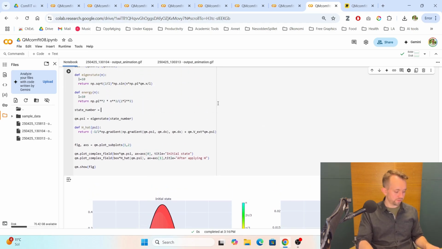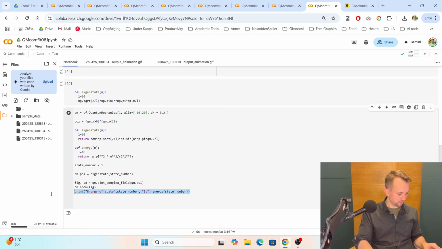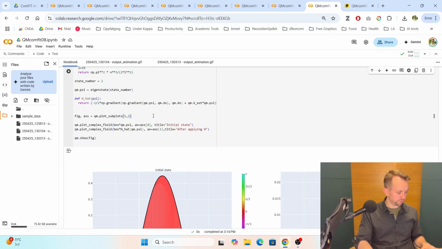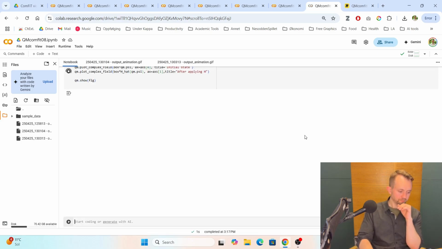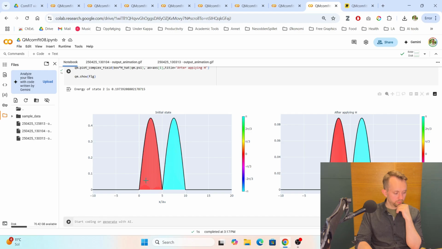Let's have a look at the second state. So also let's print the energy of the states. So state number 2. Here you can see the initial state, and here is the state after applying h. Again, you see that it looks like the same thing, only now scaled by a number, the energy.